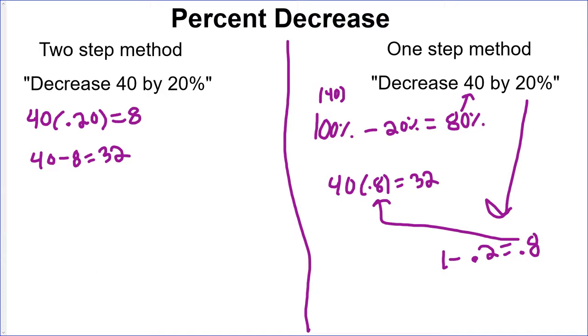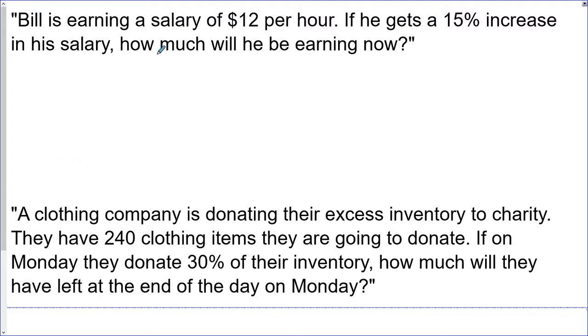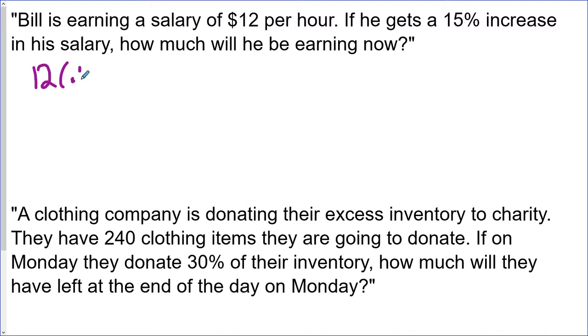So how are these used in problems? Well, let's take a look at a few here. Bill's earning a salary of $12 per hour. He gets a 15% increase. How much is he earning now? So 15% increase. I'm going to do 12 times 15% is 0.15. I'm going to get my value there. So 12 times 0.15, that gets me 1.8. And then I'm going to add that back into 12 because it is an increase. So increase this by 1.8. And that gets me $13.80. Again, very quick even for a two-step one.